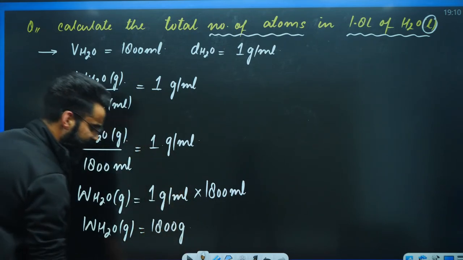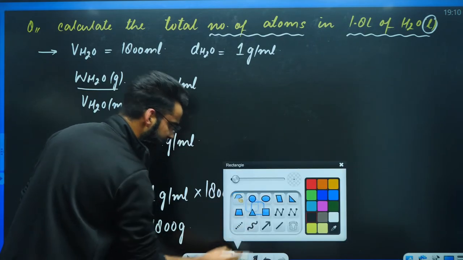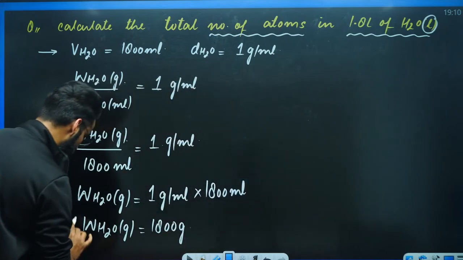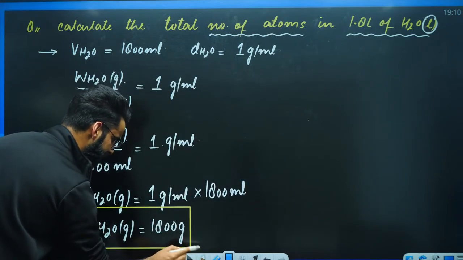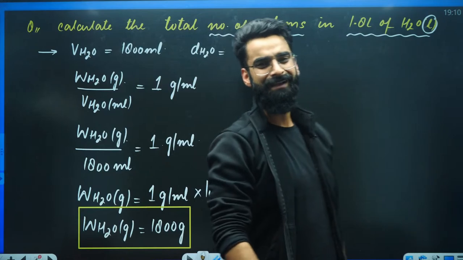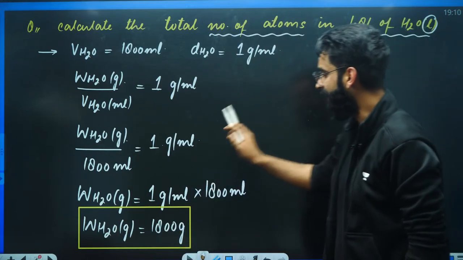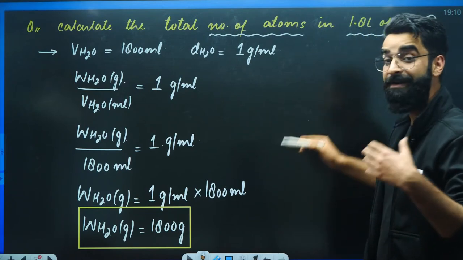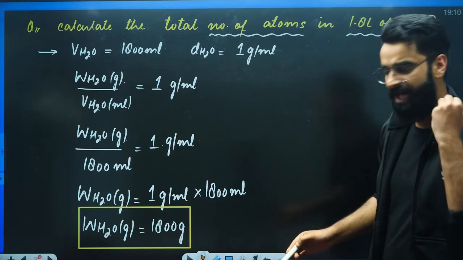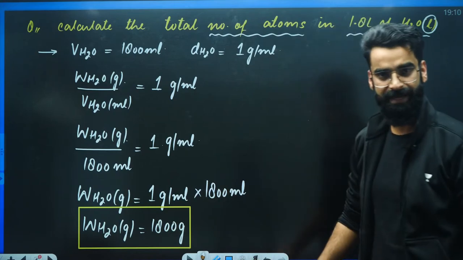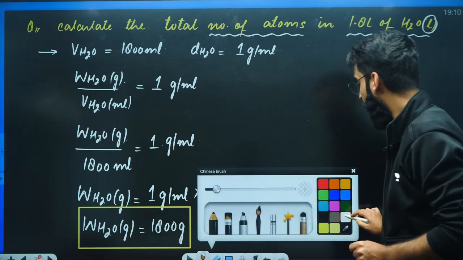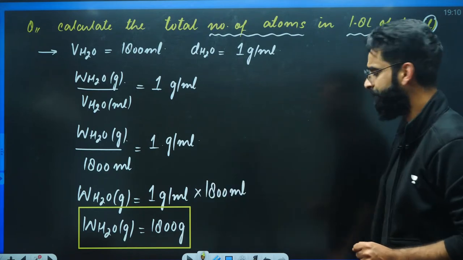So the first thing which I did over here, have a look, people, I converted the given volume of liquid water into its mass. So I must say, 1.8 liters of water will have a mass of 1800 grams. Point number one. Now, point number two. What is the second point?